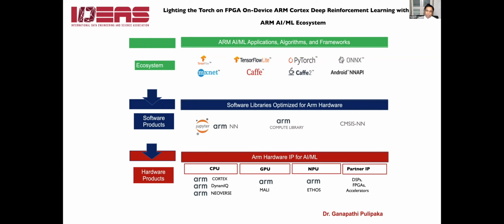ARM has a specific ARM Compute Library for FPGA. You can take a look at it and see how you can optimize and implement for that. ARM also operates on GPUs as well as CPUs. For CPU, you have Cortex and DynamIQ Neoverse, and for NPUs, you have Ethos. You can also implement with several digital signal processors, FPGAs and accelerators, where you can get a lot of integration with ARM hardware.